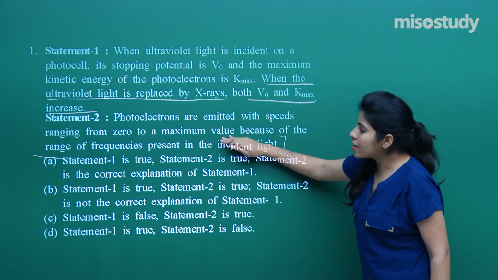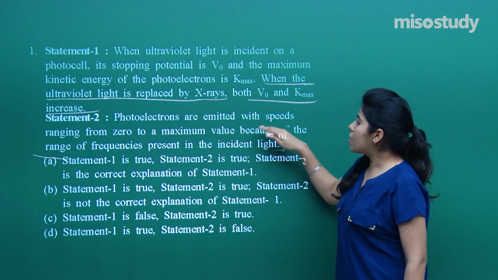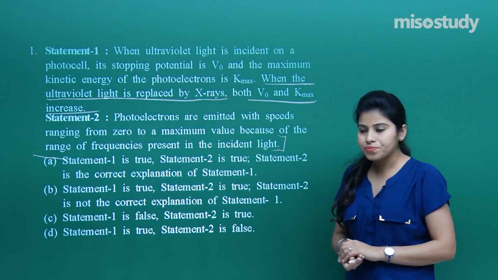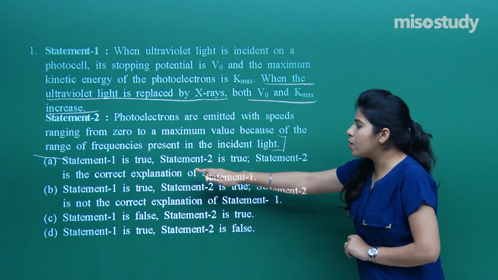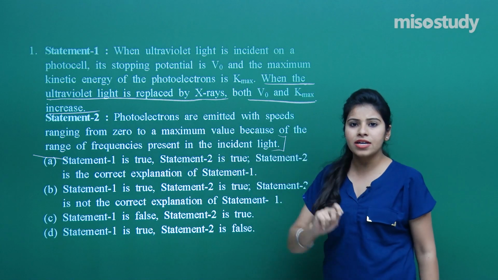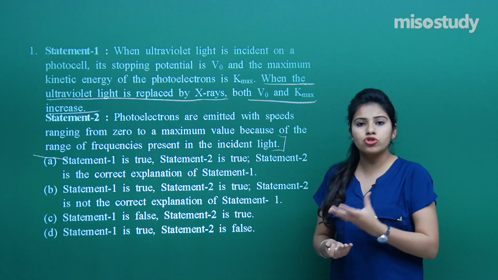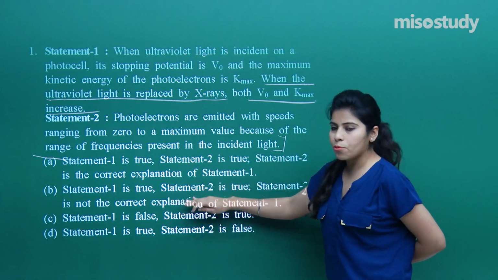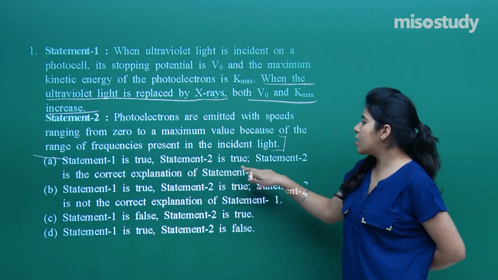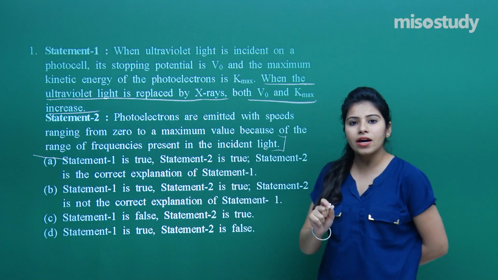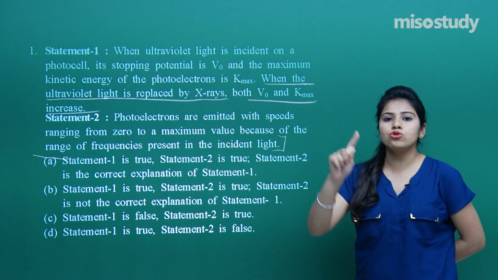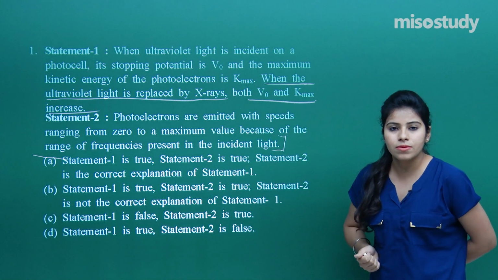The second statement is: photoelectrons are emitted with speeds ranging from 0 to a maximum value because of the range of frequencies present in the incident light. They have given us statements and we have to decide whether each is true or false, because four options have been given. In those four options you can see: statement 1 is true, statement 2 is true, statement 2 is the correct explanation of statement 1, and so on. We have to pick one particular answer, right?